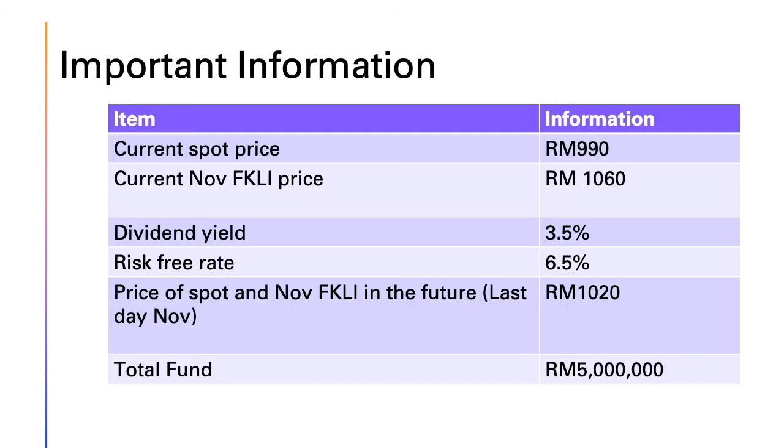So this is important information given in the question. Spot price today is at 990. November futures contract now priced at 1060, dividend yield 3.5%, risk-free rate 6.5%, and then price of spot and futures contract at the maturity date is converged at 1020, and you plan to use 5 million of fund.